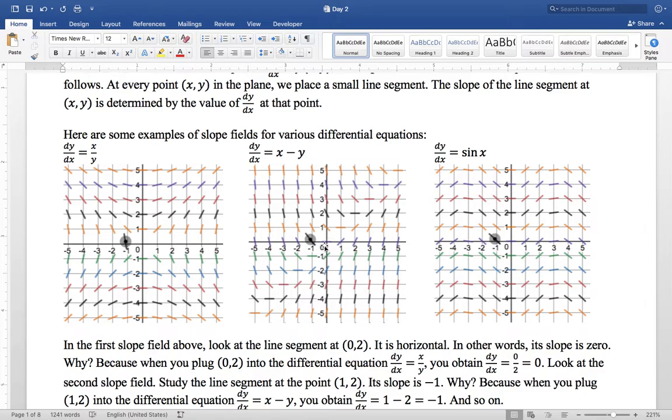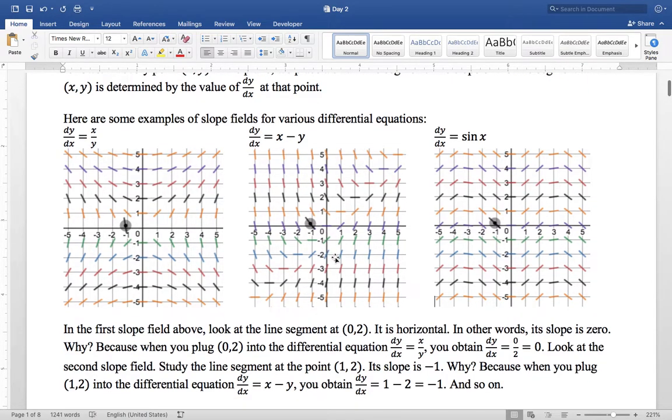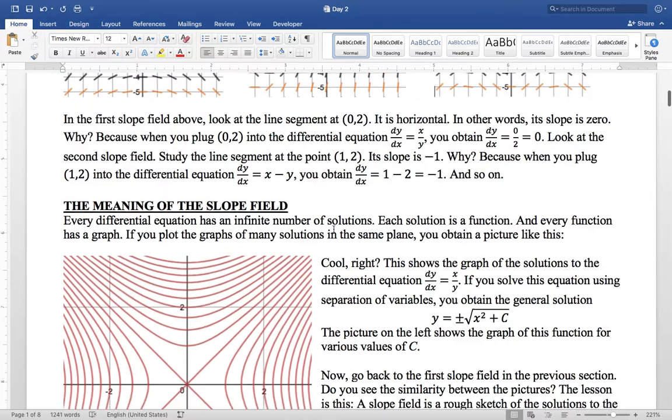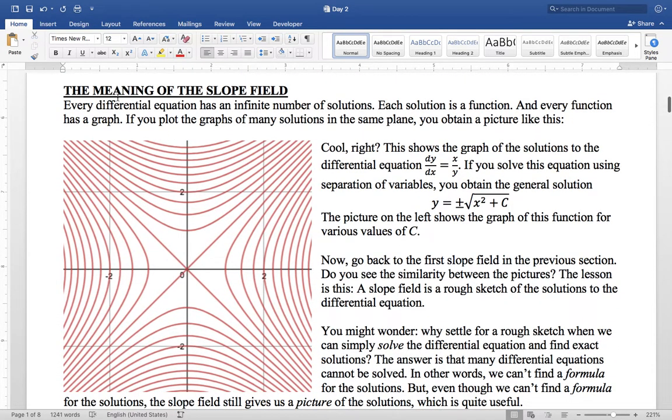But before we even do that, I want to talk about why we are talking about these things. What is the meaning and importance of these slope fields? What is the meaning of these things? So let's have a look.